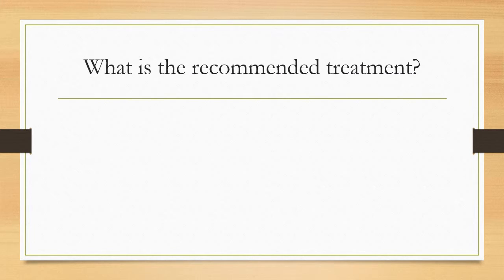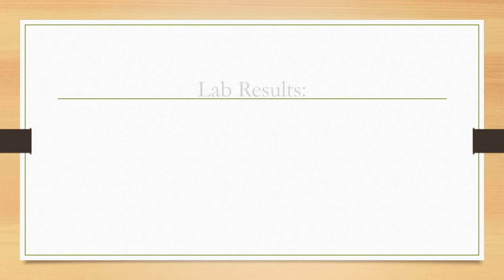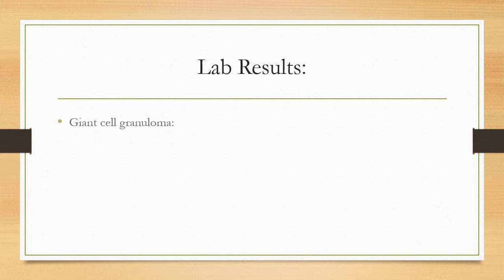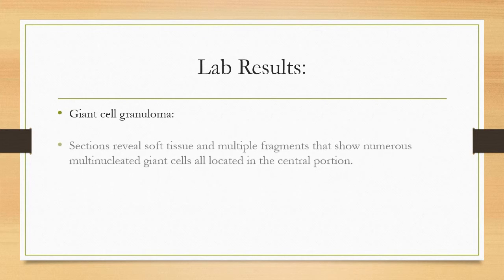What is the recommended treatment? Number 1, the tooth is resorbed, the root is resorbed, so extraction of the tooth as well as, because it is loose, excision of the lesion, clean up the area, and bone graft to prepare the site for implant. We sent the biopsy to the lab. The lab results came back with giant cell granuloma.